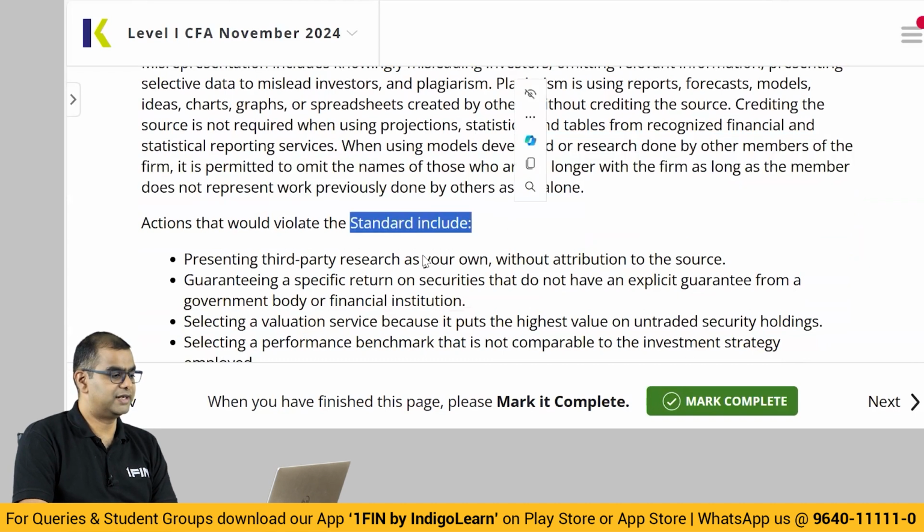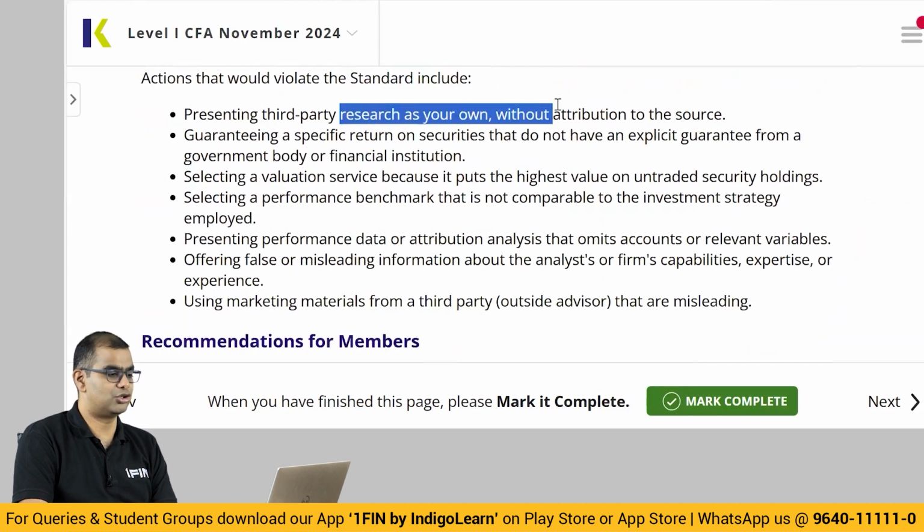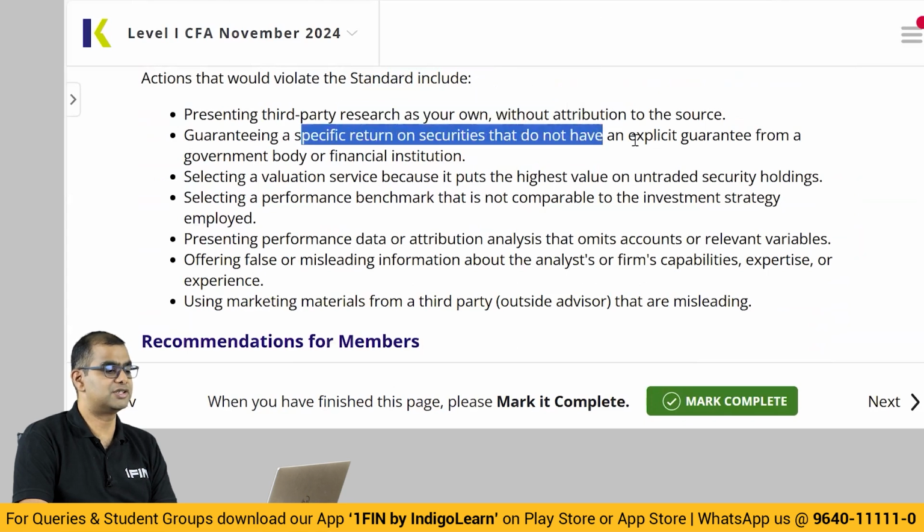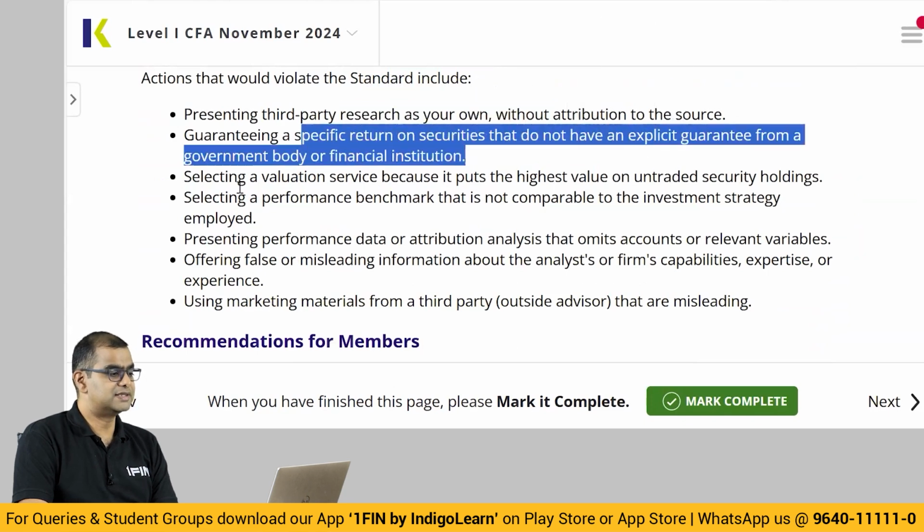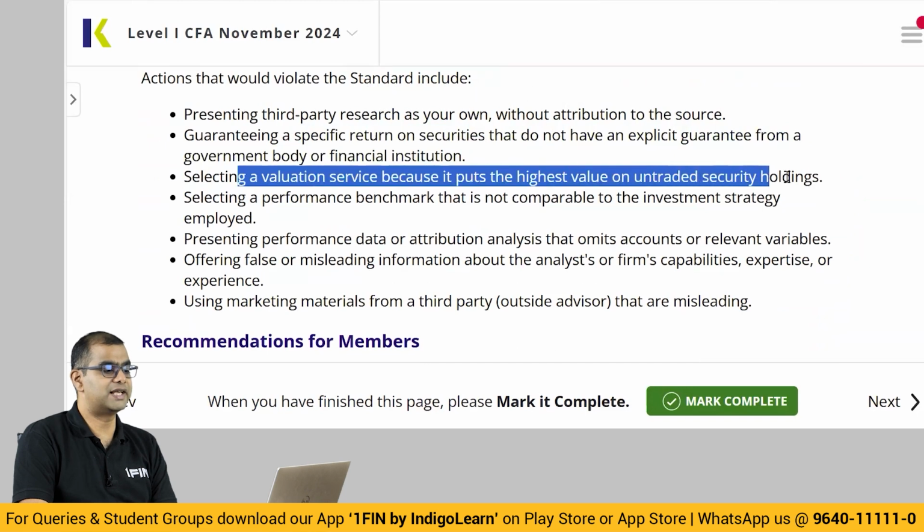Actions that would violate the standard include presenting third-party research as your own without attributing the source, guaranteeing a specific return on securities that do not have an explicit guarantee, selecting a valuation service because it puts the highest value on untraded security holdings.